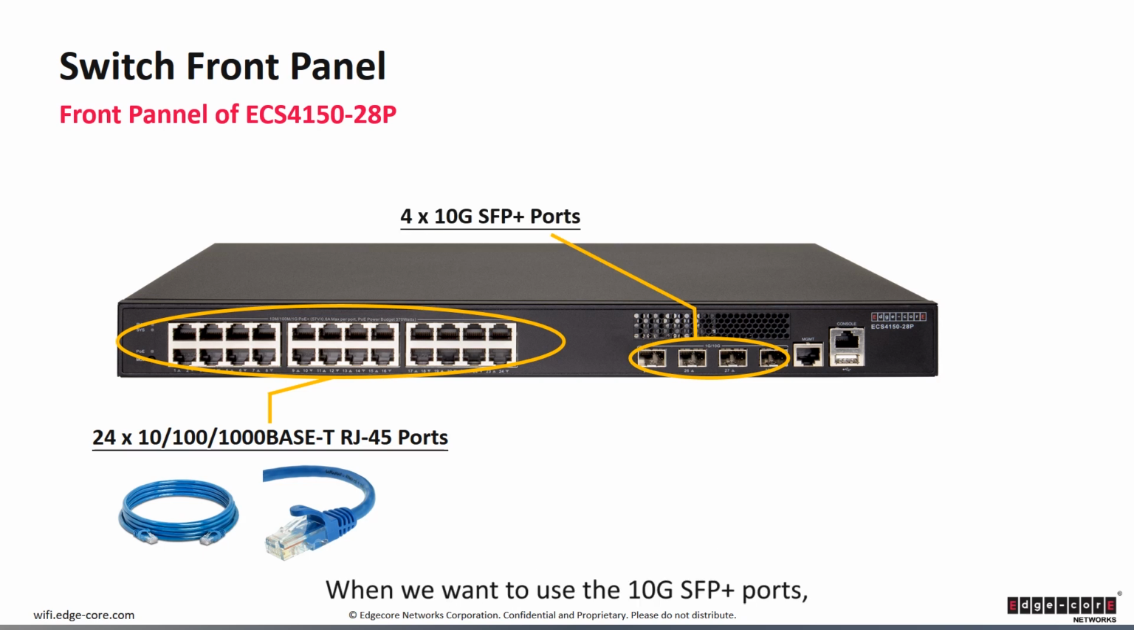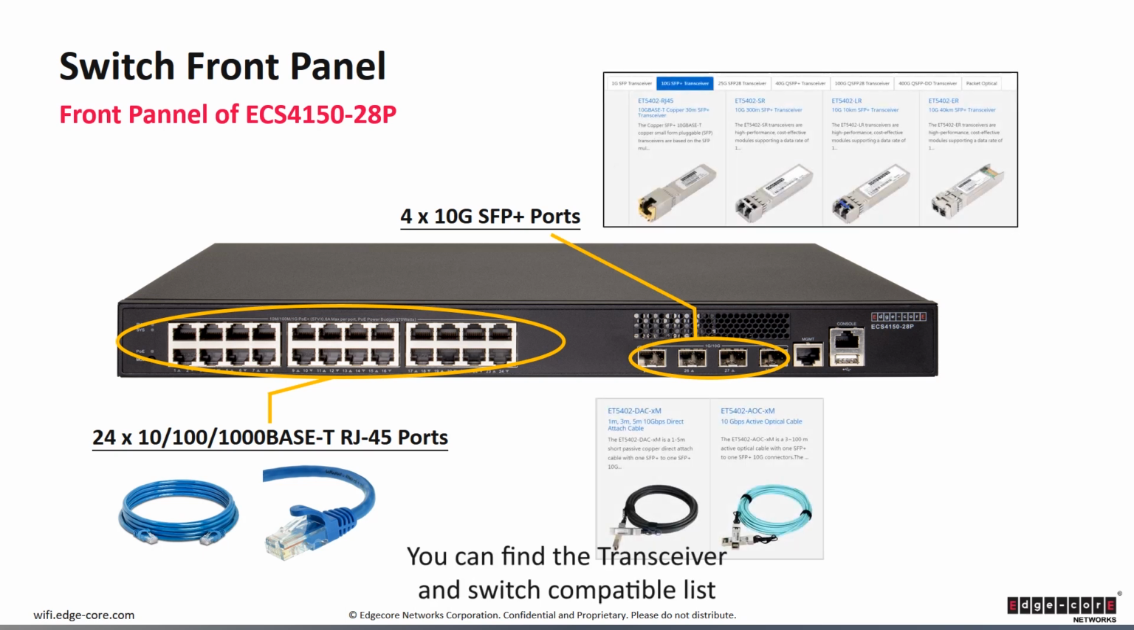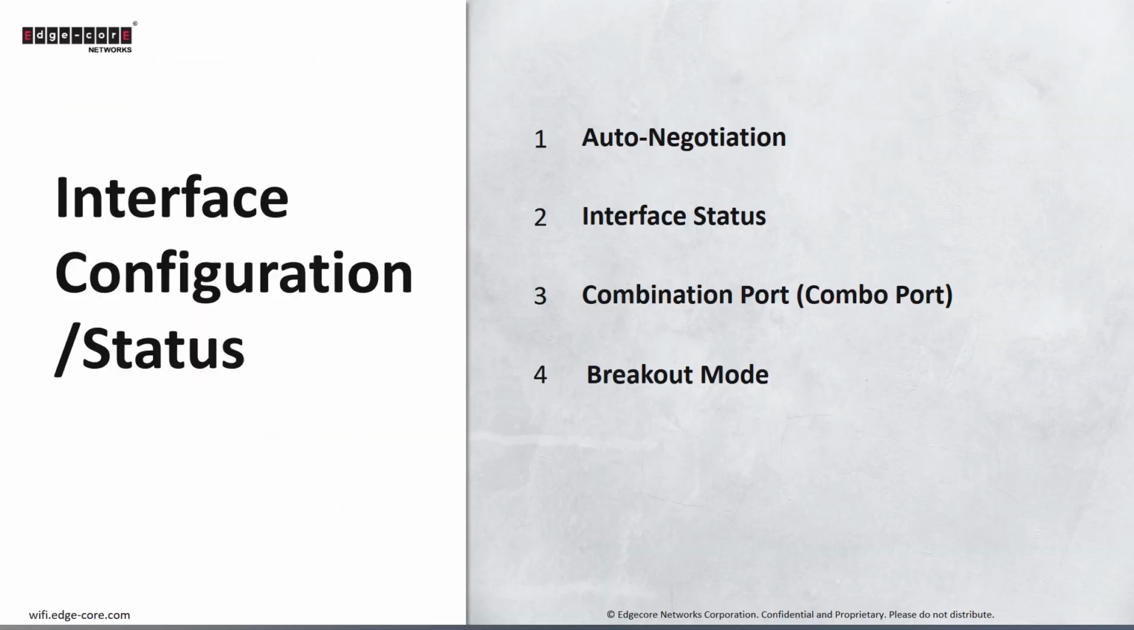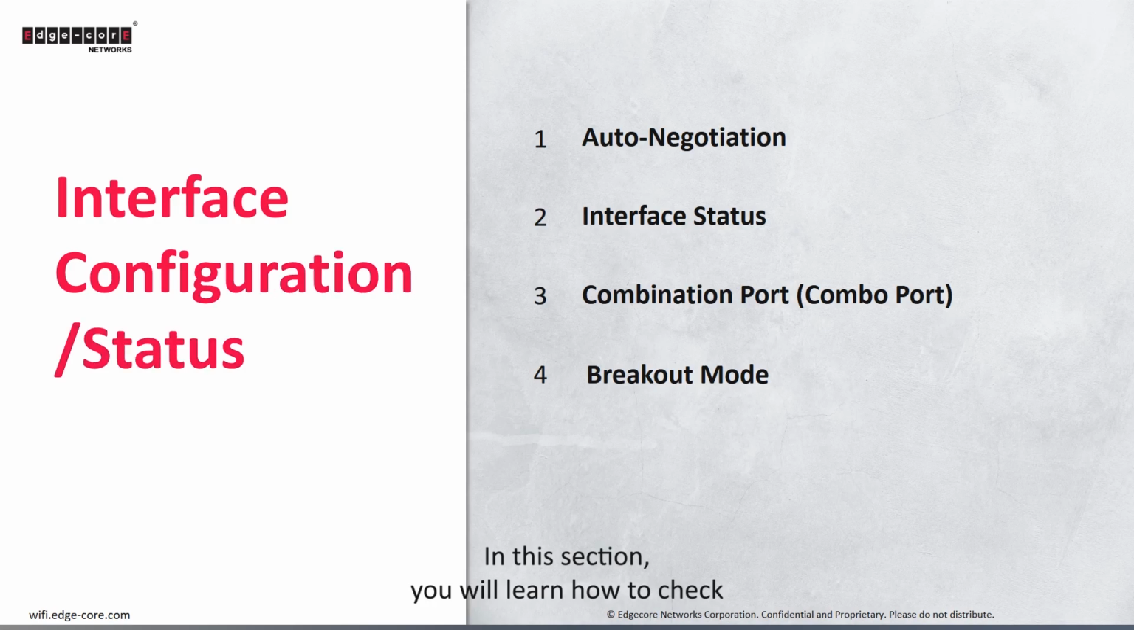When we want to use the 10G SFP+ ports, we'll need transceivers and fiber cables. You can find the transceiver and switch compatibility list on the Edgecore website. In this section, you will learn how to check the interface status of different types of ports on the switch. These include RJ45, SFP, SFP+, QSFP+, and combination ports. The interface status can tell you whether the port is connected or not, and what speed it is operating at. This can help you troubleshoot and resolve issues.